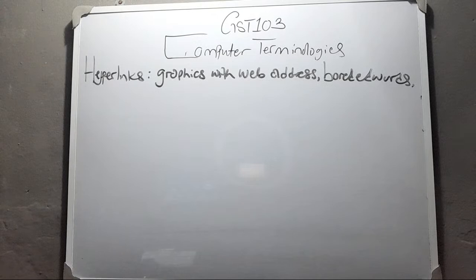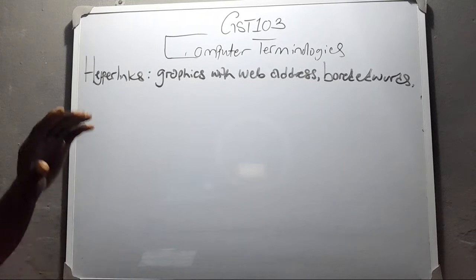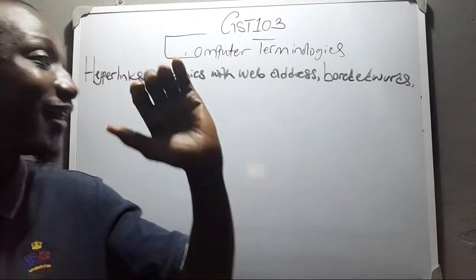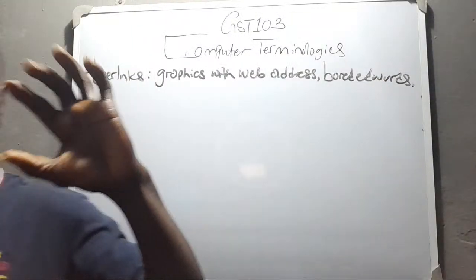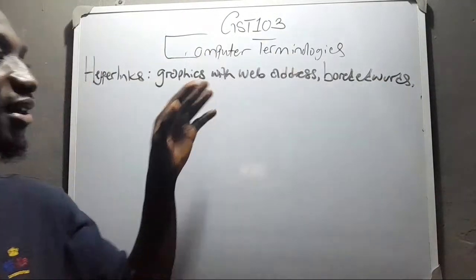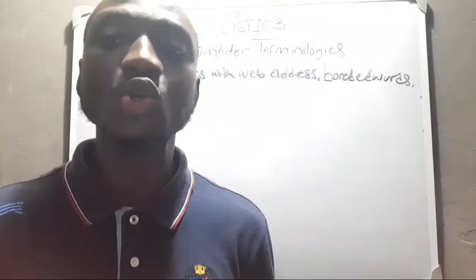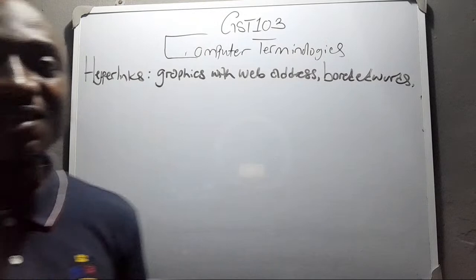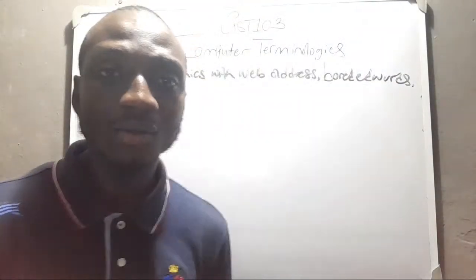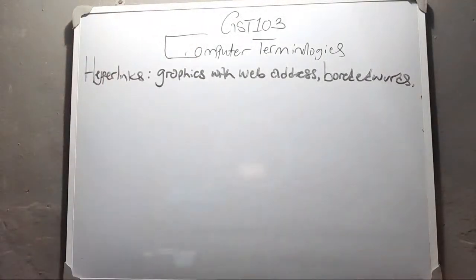Now we have that as that. Under this hyperlink, the address embedded in these bordered words is what we call URL. Links embedded with URLs are referred to as hyperlinks.